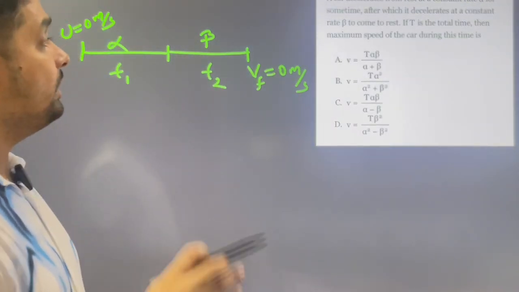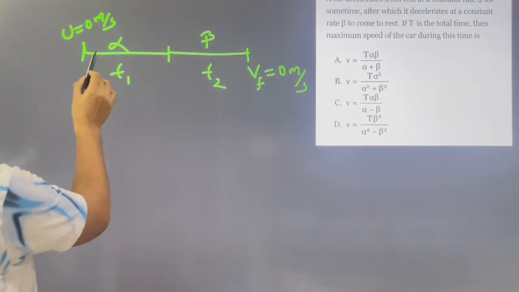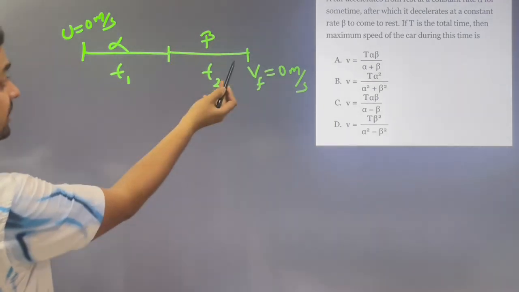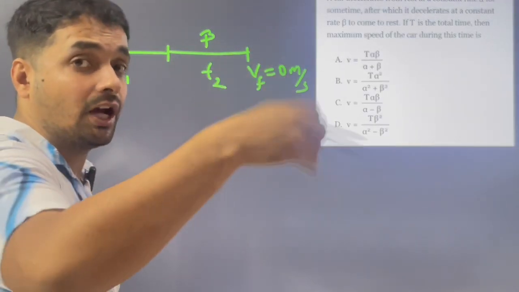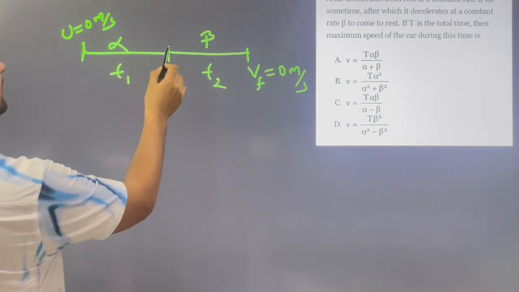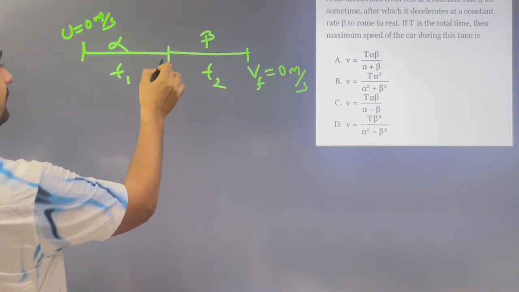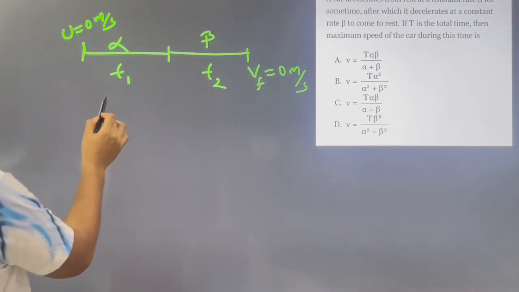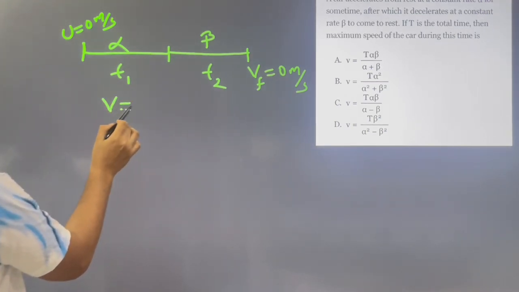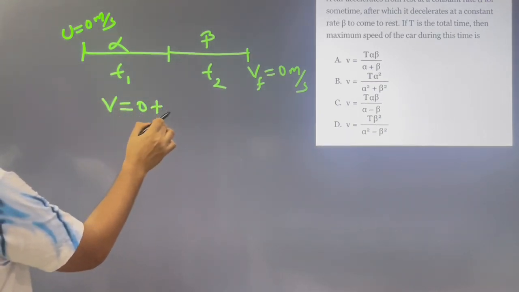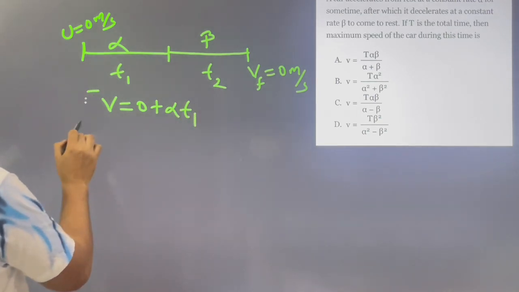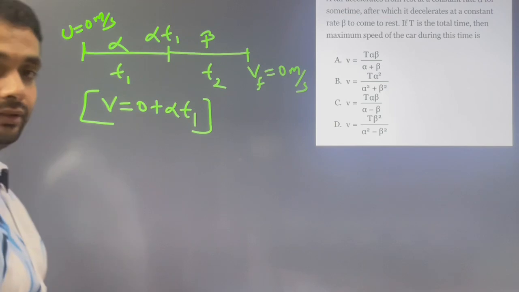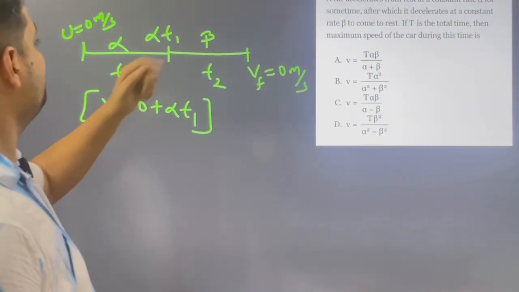So here it's asking what is the maximum speed. See here, it was accelerating from here to here. It means that after that retardation will start. Retardation means speed will start to decrease. So till here only speed was increasing, so maximum speed will be here only. So after time t1, what will be the speed? v equals u plus at. u is 0, plus a is alpha, t1. So speed here is alpha t1.